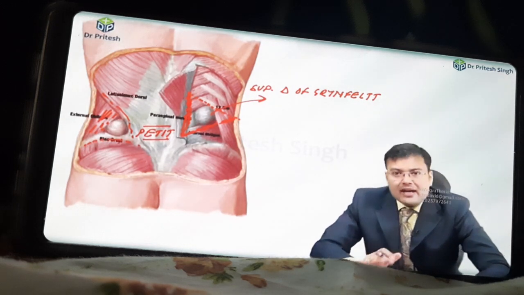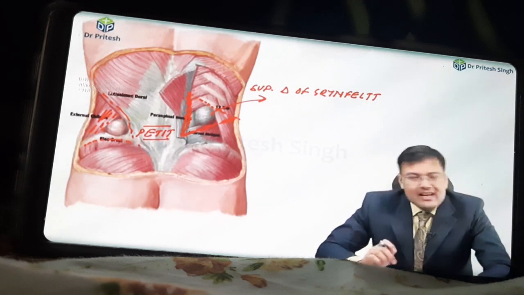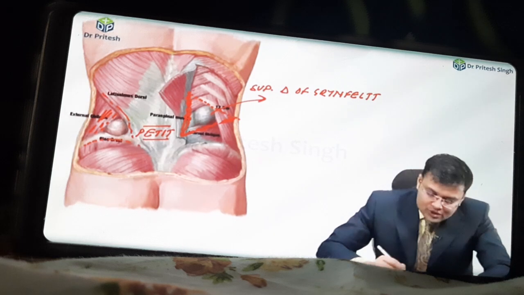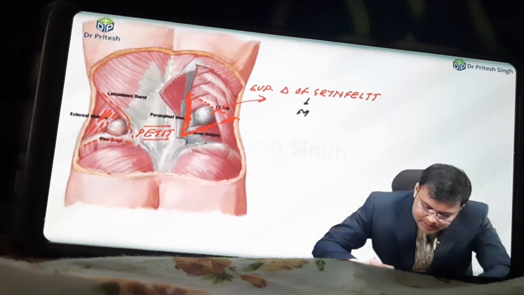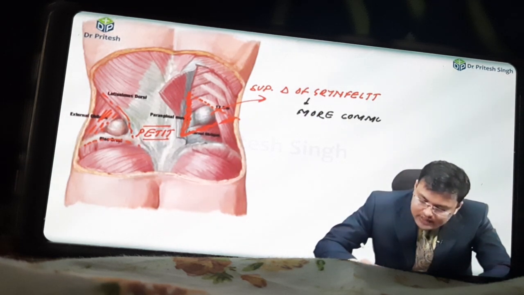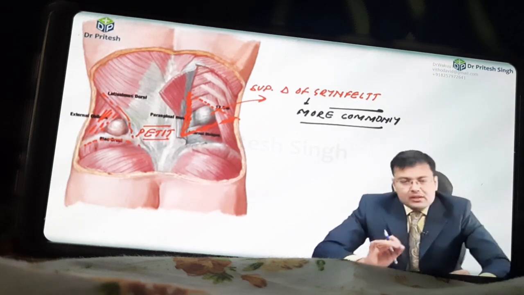Most of the hernias occur via the superior triangle of Grynfeltt. In Bailey, it's wrongly written that it occurs via the inferior triangle of Petit. Most of the hernias occur via this superior triangle of Grynfeltt. You have to remember the boundaries of the triangle.